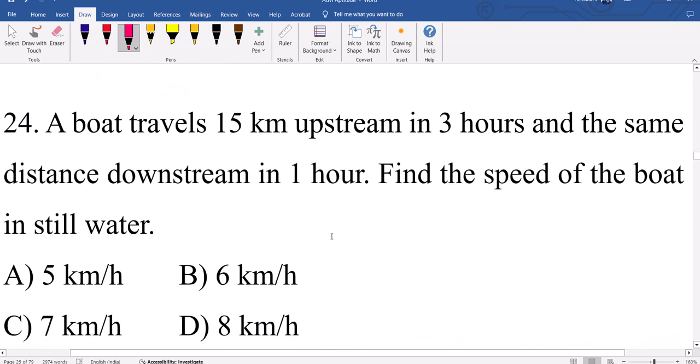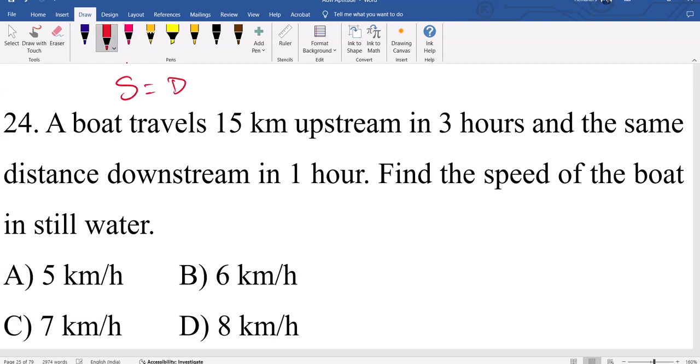Next question, boats and streams. A boat goes 15 km upstream in 3 hours and the same distance downstream in 1 hour. Speed is distance by time. Speed upstream: distance is 15, time taken is 3 hours, which is 5 km per hour.